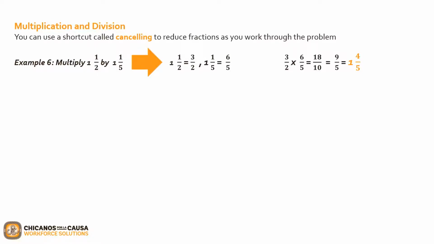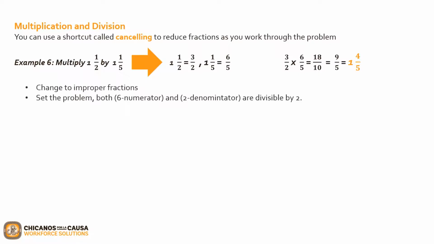So if we were to take 1 and 1/2, we know that in order to turn it into an improper fraction, we're going to multiply the denominator by the whole number of 1. Then we are going to add the numerator. So 2 times 1 is 2, plus 1 is 3. We of course keep the same denominator, so that gives us 3 over 2. Let's do the same for 1 and 1/5. We take 5 times 1, which is 5, plus 1, which gives us 6 over 5. Now this makes it a whole lot easier.